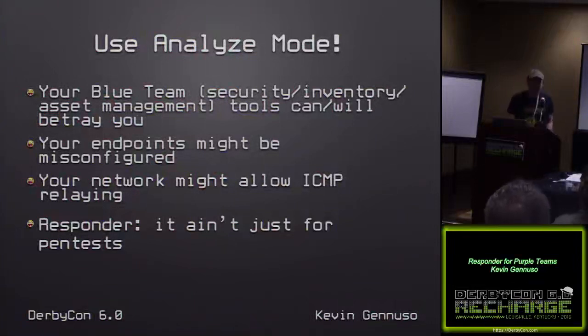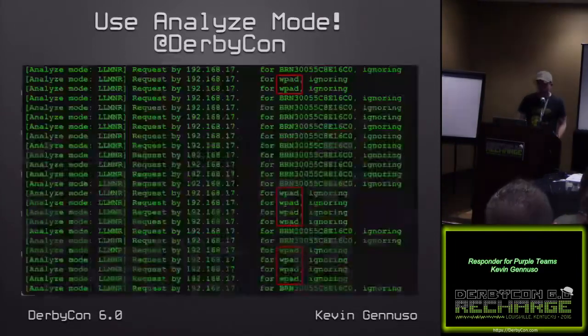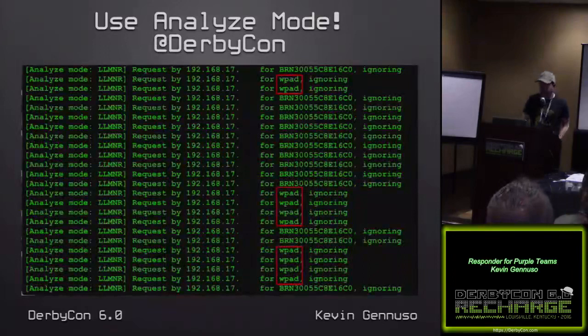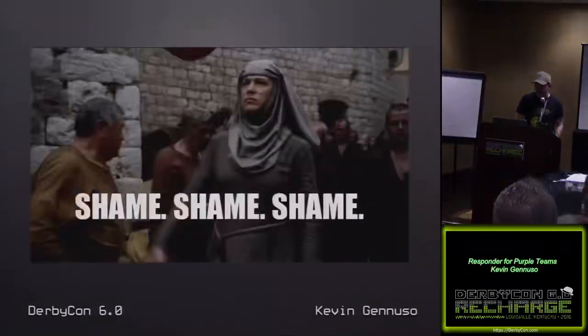So use analyze mode, I guess, is the point. Your blue team tools might be betraying you. They might be configured the way that you were told to configure them, but they might actually be doing bad things. Your endpoints might be misconfigured. Your network might allow ICMP relaying, and you would never know that unless you looked at that layer 3 config on your core switch or whatever. Responder, it ain't just for pen tests, is the point. So I fired up analyze mode here at DerbyCon, and just found a couple systems that were misbehaving, I guess. A couple of them looking for WPAD, a couple of them looking for I don't know what. So shame on them.